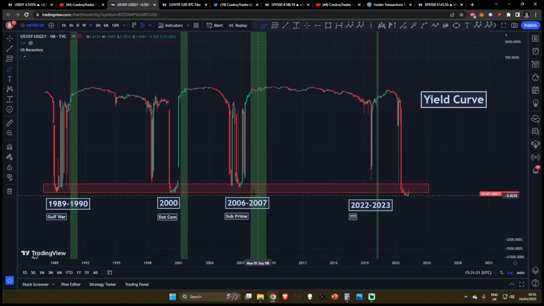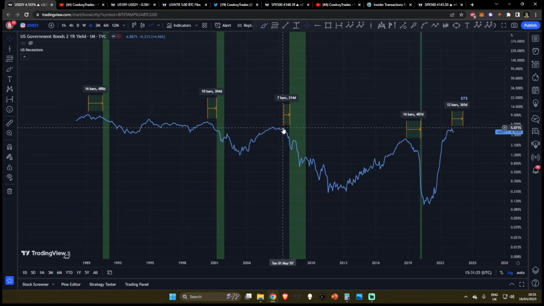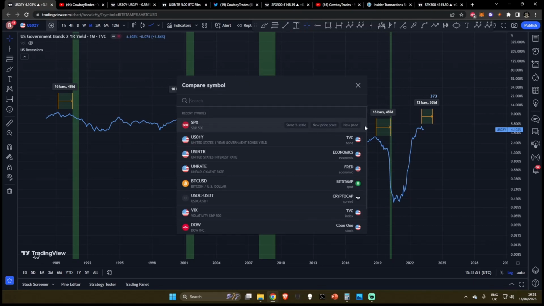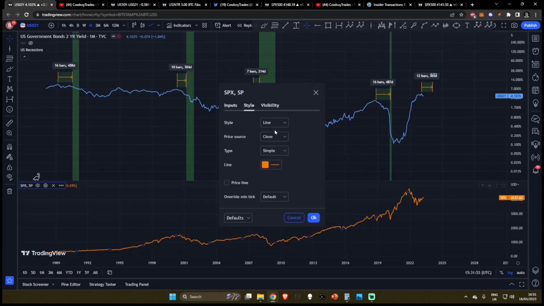Finally, when we saw the yield curve bottom in Q1 of 2007, when we come over to this chart here, you can see it took about 214 days from that top in the 2-year government bonds for a recession to be confirmed in the markets. Over in 2018, you saw that it took 487 days for the top in the 2-year government bonds to finally bleed into a recession.